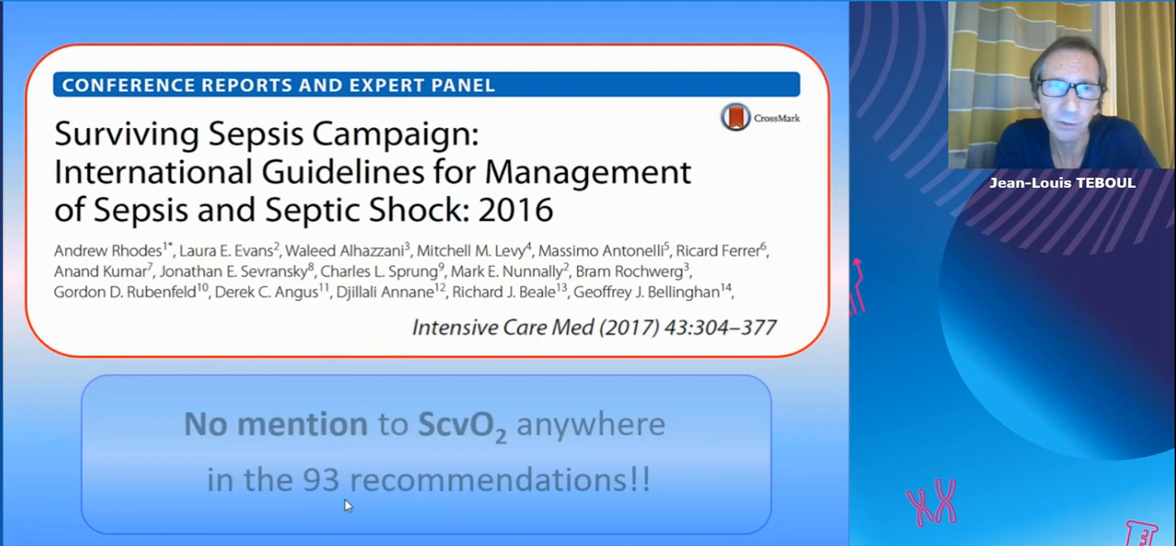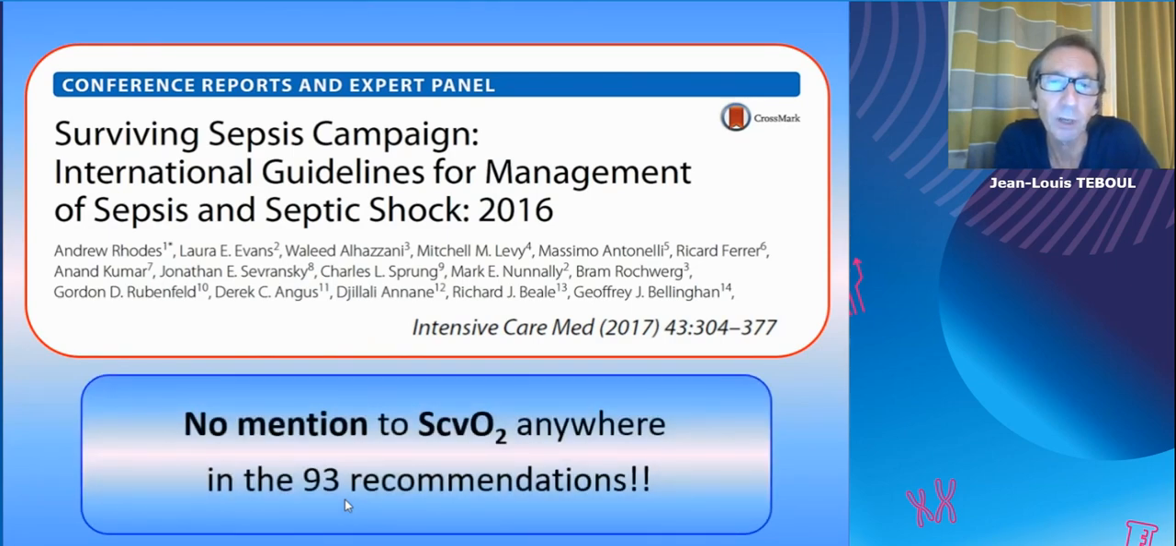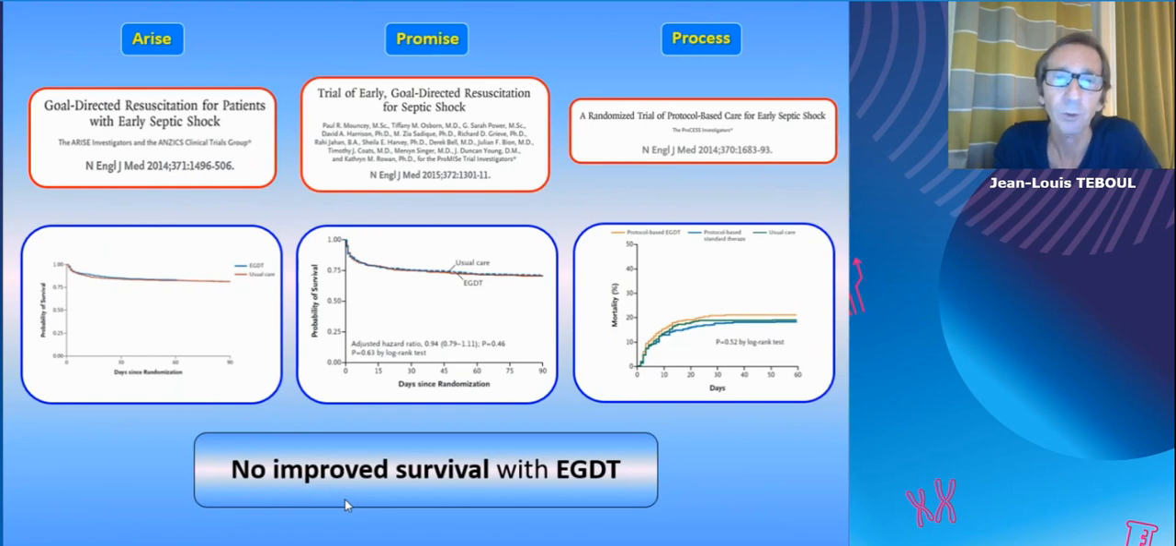However, the last version of the SSC guidelines do not recommend the use of ScvO2, and there is no mention of ScvO2 anywhere in the 90th recommendation. This could appear very surprising, but in fact it was due to the publication of three important multicenter randomized controlled trials, ARISE, PROMISE, and PROCESS, which compare in a randomized fashion standard care and EGDT. And as you can observe, there was no improved survival with EGDT, and this is probably the reason why the experts of the SSC guidelines removed ScvO2 from the guidelines.